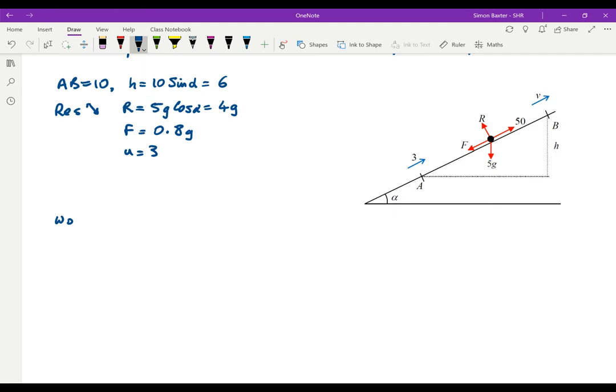The work done by R. Well, the particle or the ball is moving up the slope. R is perpendicular to the motion. There is no movement in the direction of R. All the movement is perpendicular to R. The work done by R, therefore, is 0, since it is perpendicular to the motion.